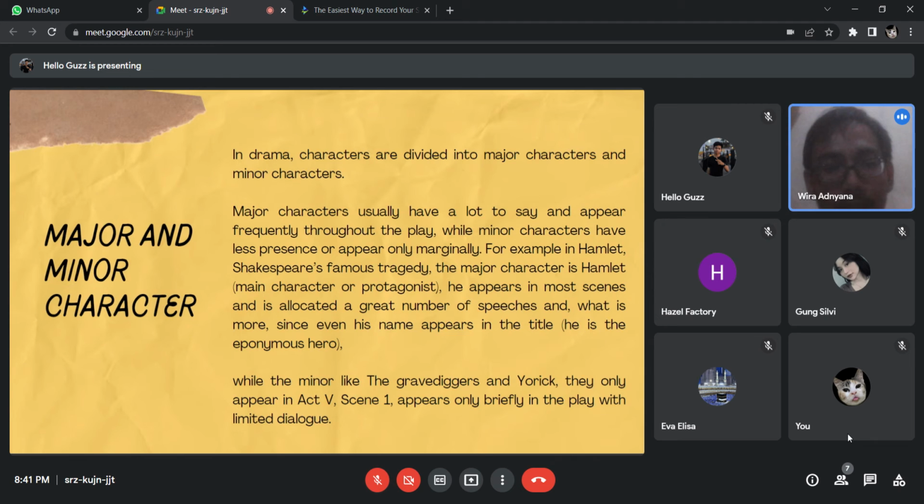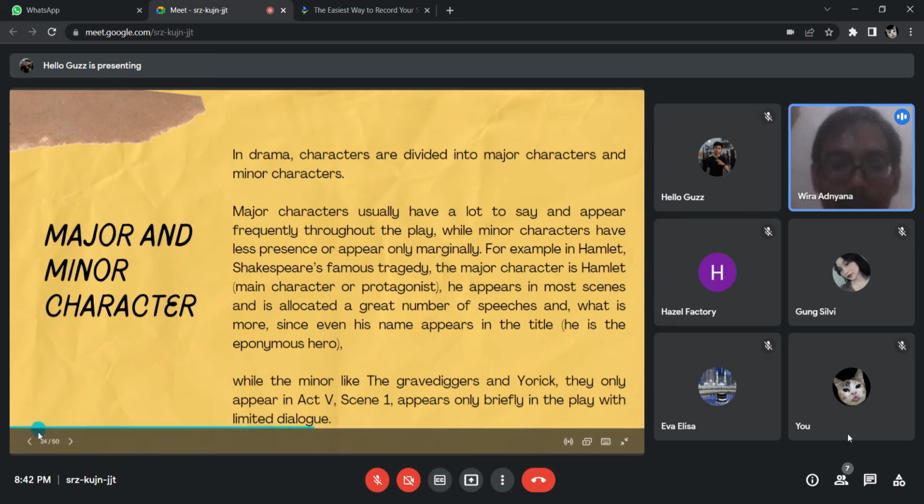For example, in Hamlet, Shakespeare's famous tragedy, the major character is Hamlet, the main character or protagonist. He appears in most scenes and is allocated a great number of speeches, and what is more, since even his name appears in the title, he is the eponymous hero, while the minor characters, like the Gravedigger and Yorick, appear only briefly in the play, in Act 5, Scene 1, with limited dialogue. Next, please.